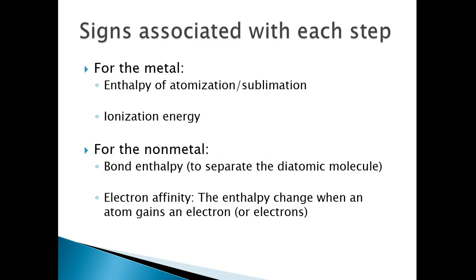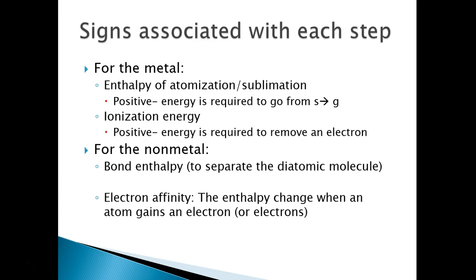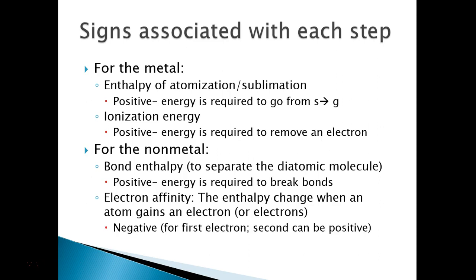The signs associated with each step, it's helpful to know these when you create your cycle. Enthalpy of atomization is positive because energy is required to go from a solid to a gas. Ionization energy is positive because energy is required to remove an electron from an atom. And for the nonmetal, bond enthalpy is positive because energy is required to break bonds. And electron affinity is negative for the first electron, but the second can be positive.